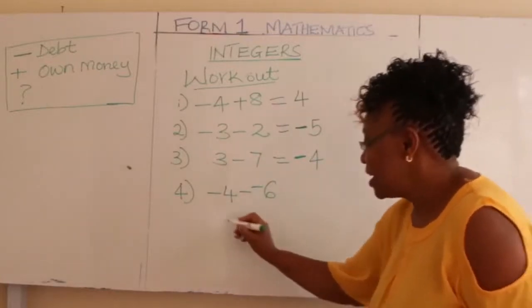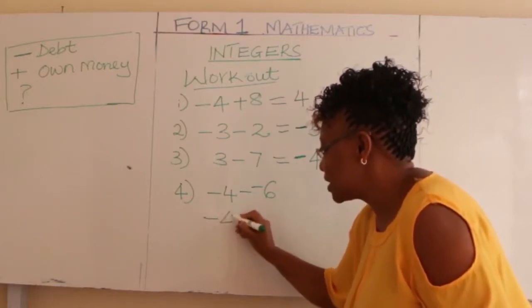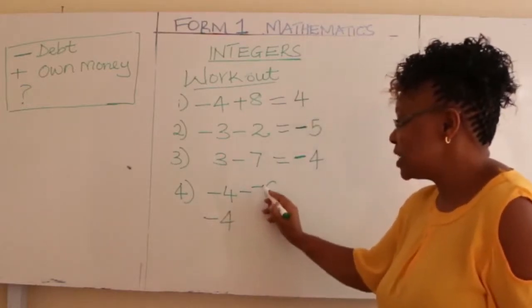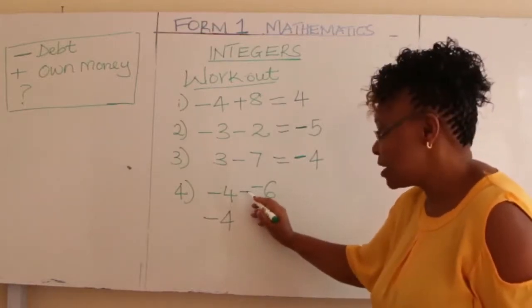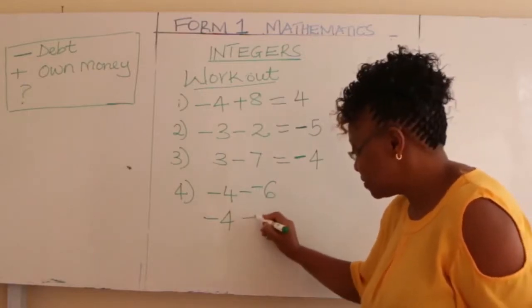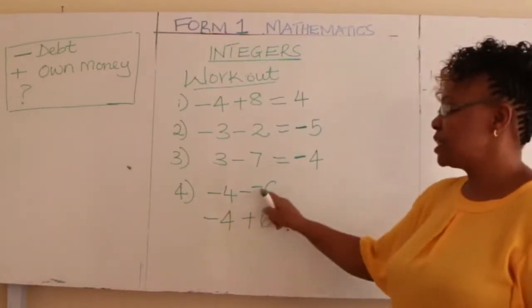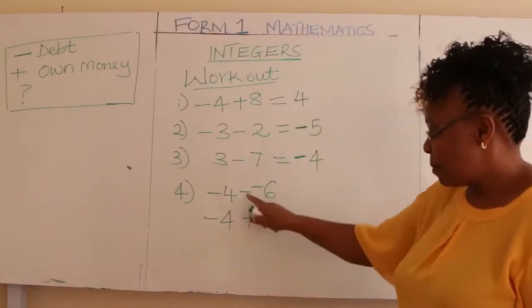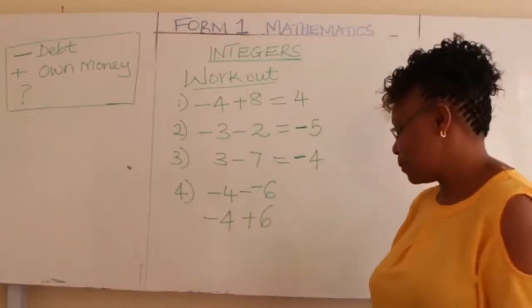Finally, learner, if I have minus 4 here, I first write that, minus 4. First bring these two signs together. I know that from primary school you learned that minus followed by minus gives us what? Positive. So, positive 6. So you first bring the two signs together. Minus minus is plus.